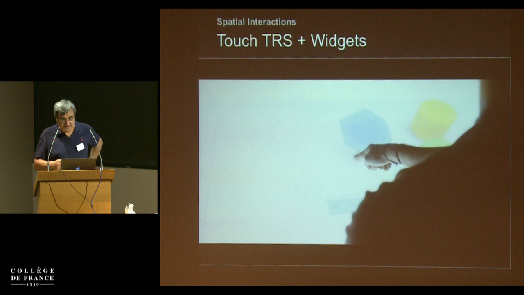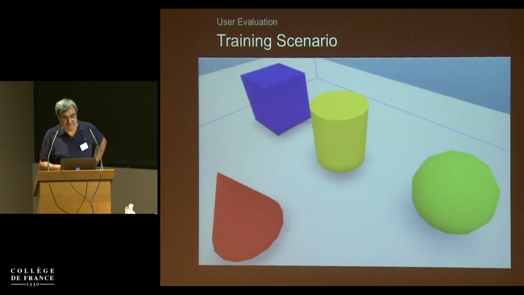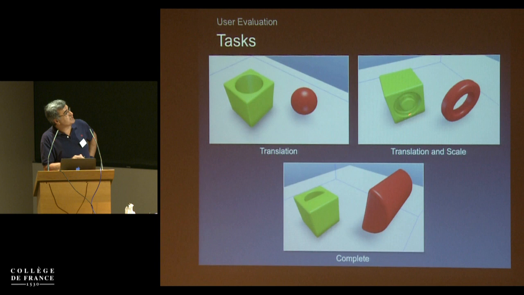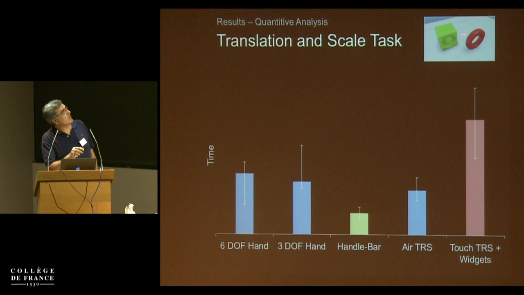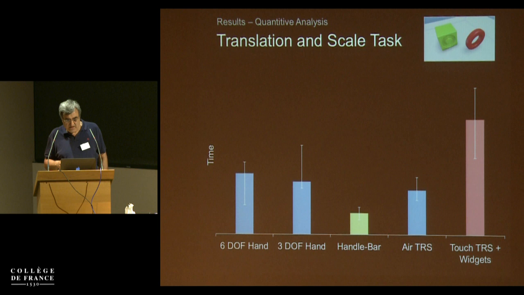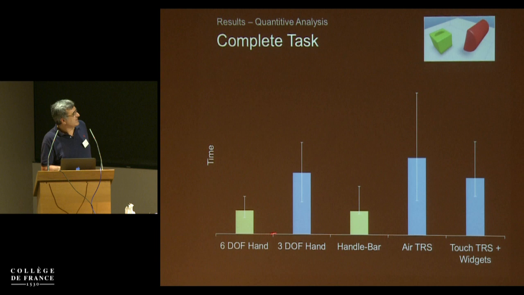So we did an evaluation of this using the same apparatus with 12 participants, and we gave them this kind of scenario to train, and then very simple tasks: translation, translation and scale, and translation, rotate and scale. We found out, not so surprisingly, that more or less all techniques did fare well regarding the translation task, but the handlebar was very good when you wanted to scale and translate this object to fit it into the peg. It performed significantly better than the other techniques, and for the complete tasks, the 6 degree of freedom and the handlebar performed equally well.